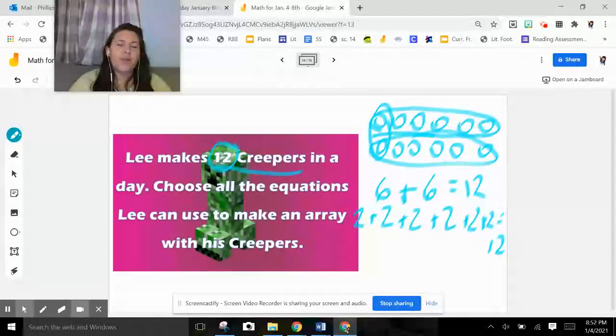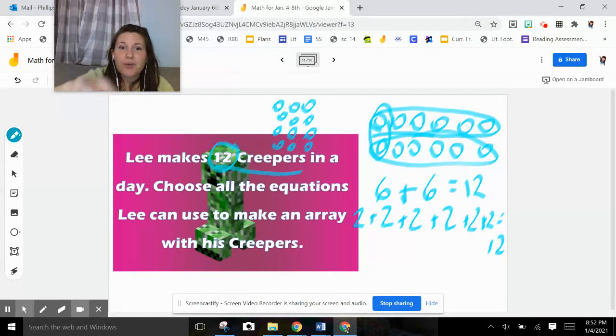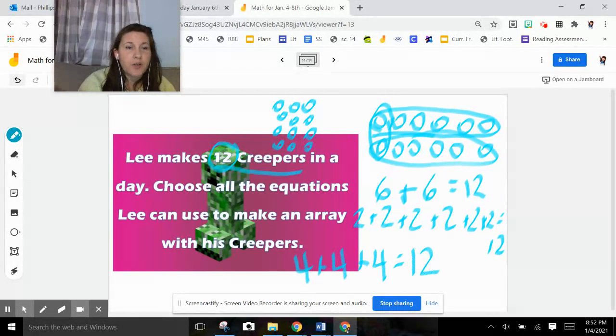Now, if we go a little bit deeper, Miss Acton can make an array that also looks like this. So I can do 1, 2, 3, 4, 5, 6, 7, 8, 9, 10, 11, 12. And I can make any equations to go with that. So this one will be 4 plus 4 plus 4. I'm running out of room. But look, it's the same thing, repeated addition. And we already know it equals 12 because that's how many creepers that we've got.